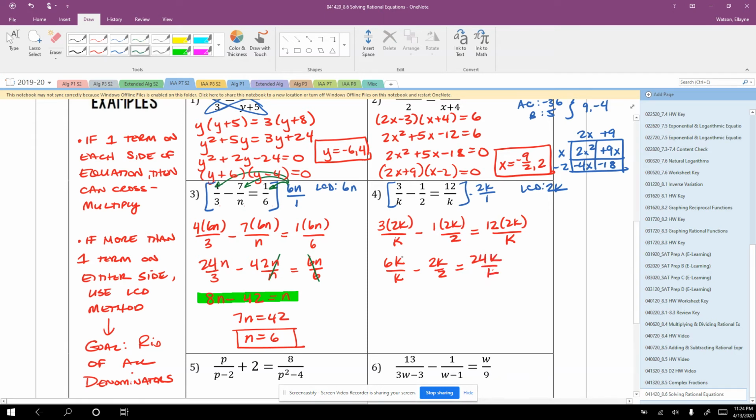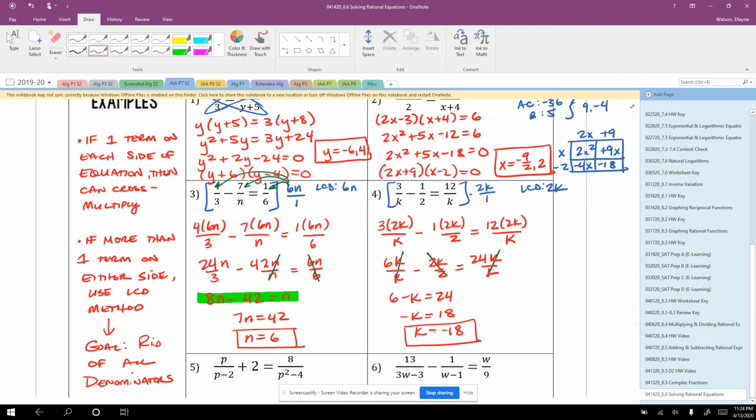All right, and then you'll see things will cancel. And we're left with 6 minus k equals 24. So negative k is equal to 18. So k is equal to negative 18. All right, double check. Make sure that negative 18 does not make any of the denominators equal 0. It does not. So there is our final answer. So hopefully you were able to work through that one.